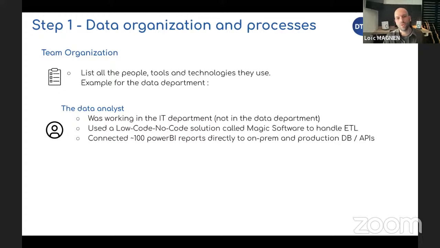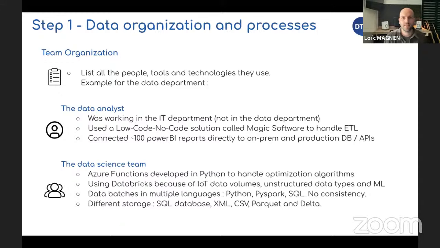He used a low-code, no-code solution to handle all the ETL from one data source to another. This solution is off-the-shelf, and it wasn't doing everything, so he had to do some extra stuff in Python. And he managed to connect like 100 Power BIs directly to the on-prem and production databases and APIs. So, a very prolific data analyst. The data science team on the other side was working on the Azure cloud, mainly with Azure Functions developed in Python to handle the optimization algorithm. They were using Databricks for when the volume was more important, and to do machine learning as well.